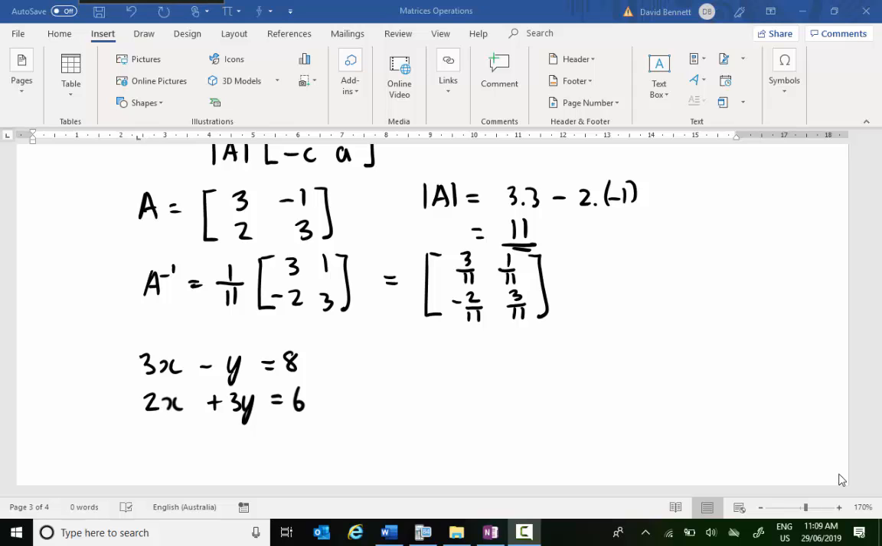Hi guys, welcome back. In today's video I'm going to be looking at simultaneous equations, and we're going to use matrices to try and solve those.